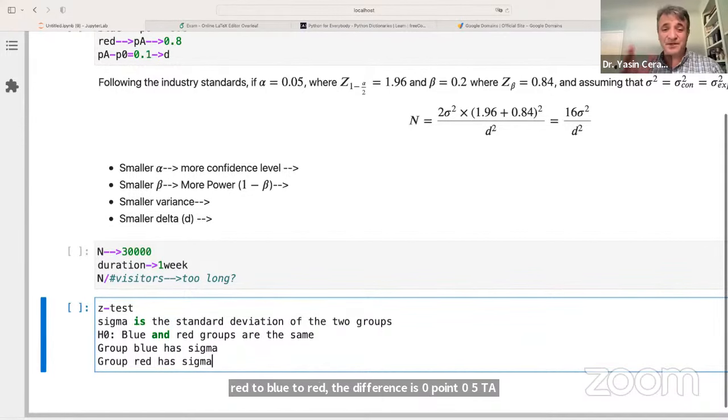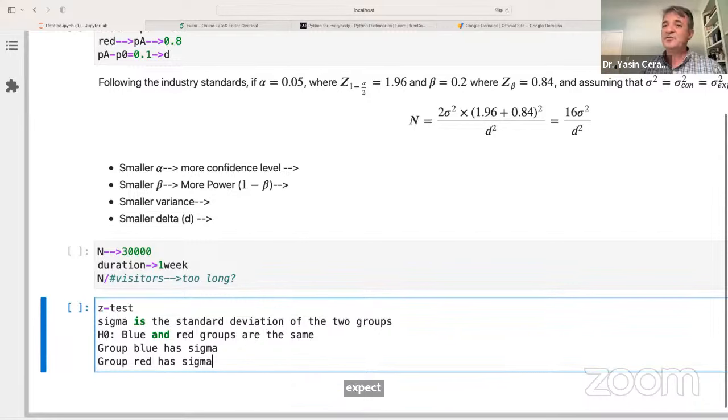Yes, that means on average, because I'm making the experiment on a sample I got from the population, when I change the color from blue to red, I expect an increase in the clicks on the button. I expect that 0.05% more of my visitors are going to click on this button.